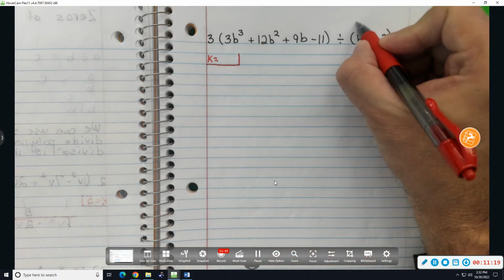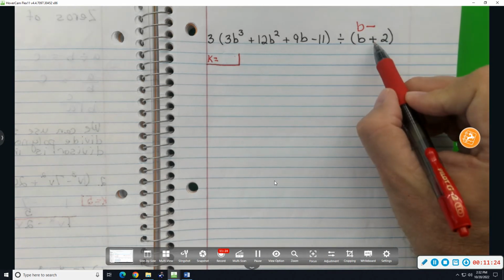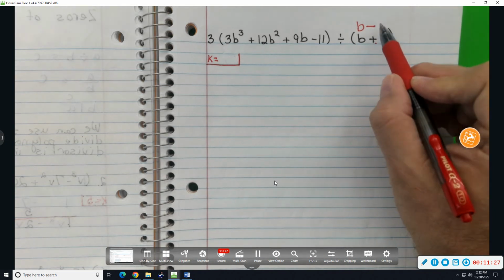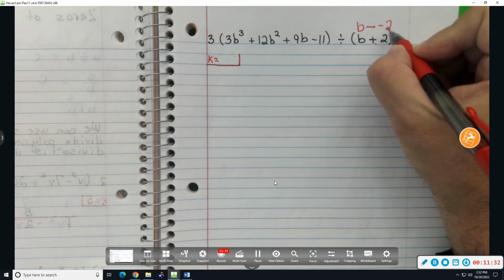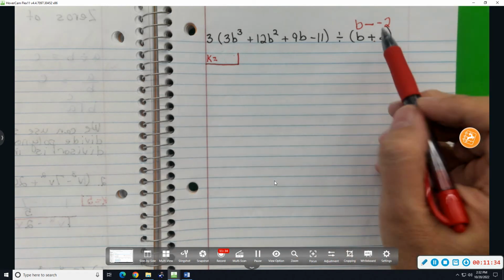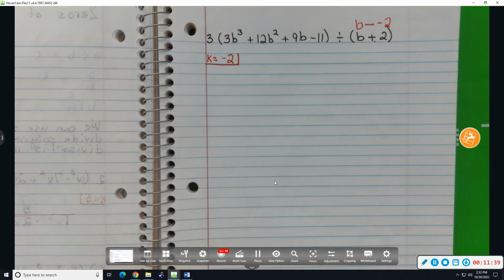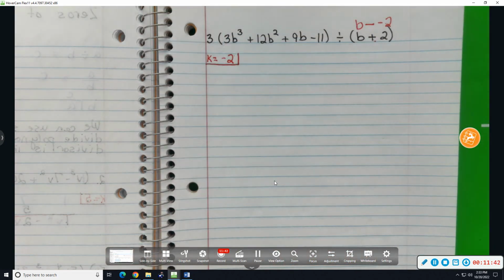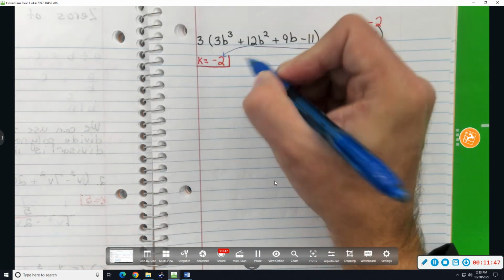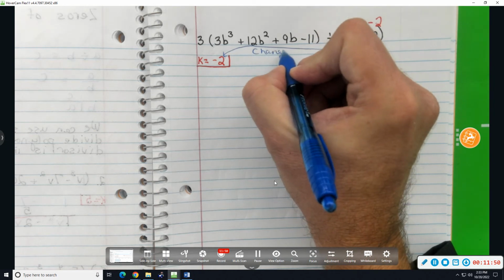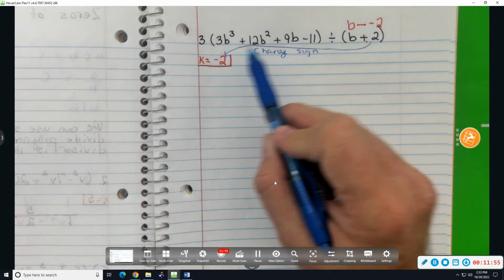You've got to write it as b minus. How would I rewrite this plus as a minus? It would be b minus a negative 2. I claim that the k value that I'm going to write here is negative 2. Let me draw an arrow from here to here and say change sign. That's what you're doing. When you're going from divisor to k, the signs are changing.